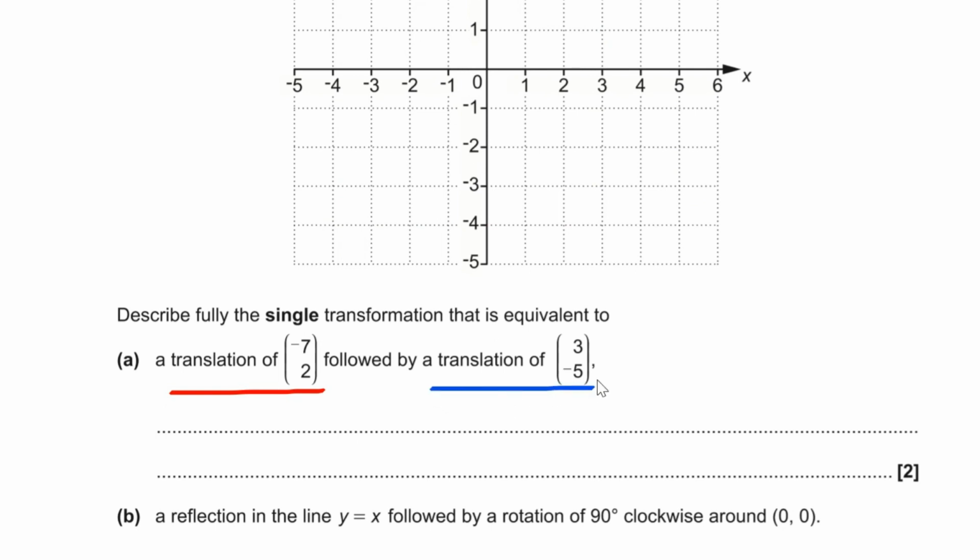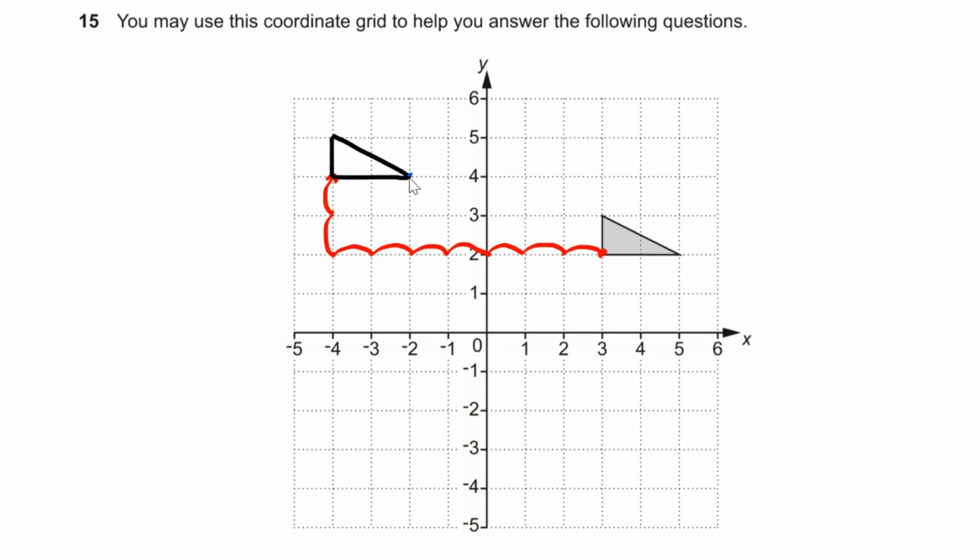So if I deal with this one here, if I pick this point over here, we've got 3 across, so we've got 1, 2, 3, and then 5 down. So then we've got 1, 2, 3, 4, 5. So if I draw that on, we've got this over here. So now we need to find out what doing these two transformations is equivalent to.